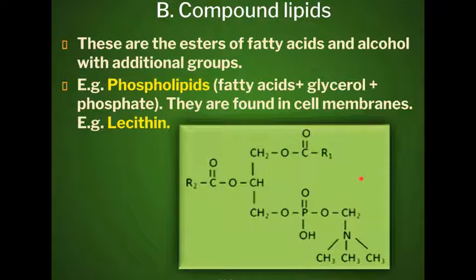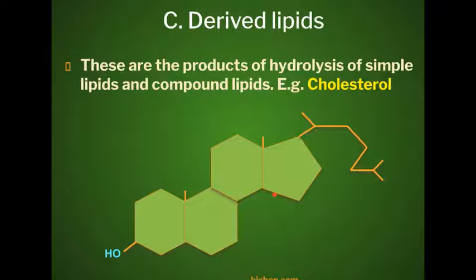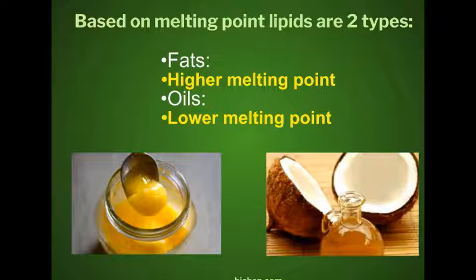The next type that we need to learn is compound lipids. Compound lipids are esters of fatty acids and alcohol with an additional group. So you see some other group will be present here. For example, in phospholipid, you have fatty acid plus glycerol and plus an extra group which is the phosphate group. So this is the phosphate group. They are found mainly in the cell membranes. The third type is the derived lipids. These are generally products of hydrolysis of simple lipids and compound lipids. So this generally includes sterols like cholesterol. Fats will generally have a higher melting point and oils will have a lower melting point.